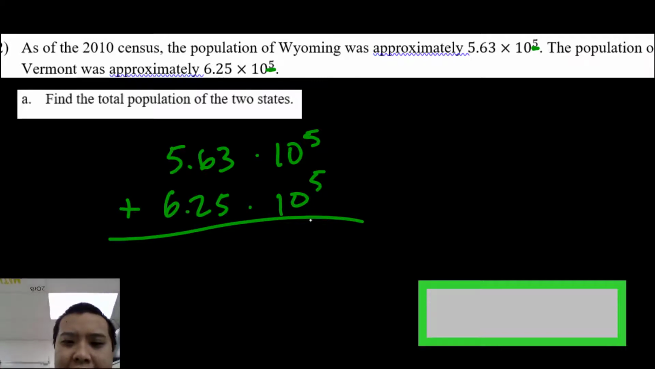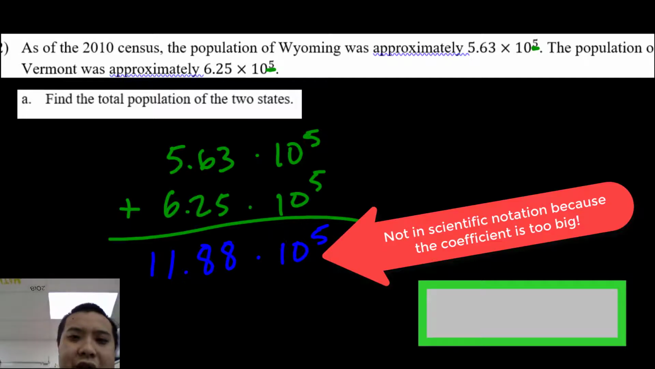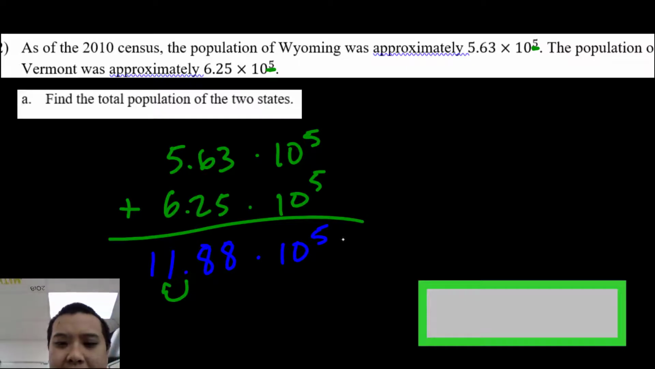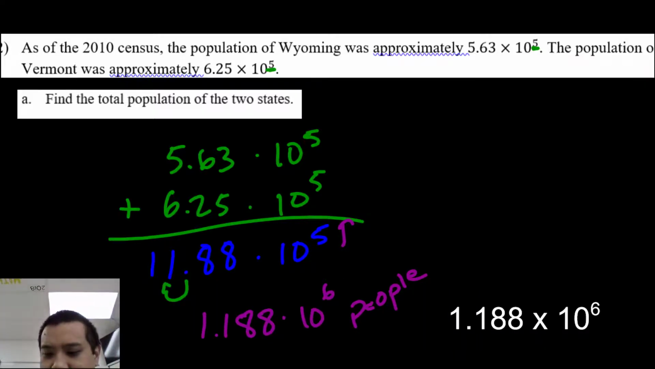We're going to add vertically and keep the base 10 and our exponent. So we got 8. 6 plus 2 is 8. 5 plus 6 is 11. 11.88 times 10 to the 5th, people. However, this is not in scientific notation, so that means we need to make our coefficient smaller by a factor of 10 and make our exponent greater. So we got 1.188 times 10 to the 6th people, which, as we will see, is our correct answer. Okay?